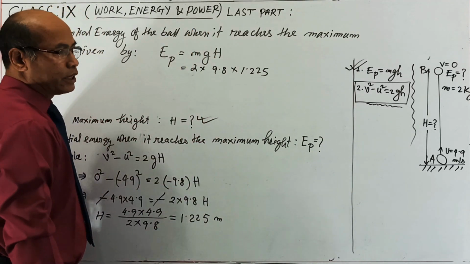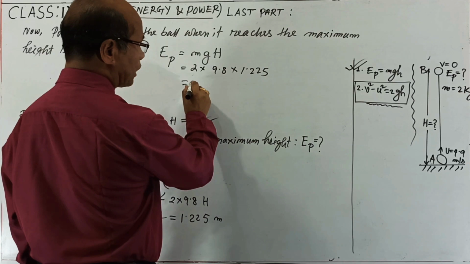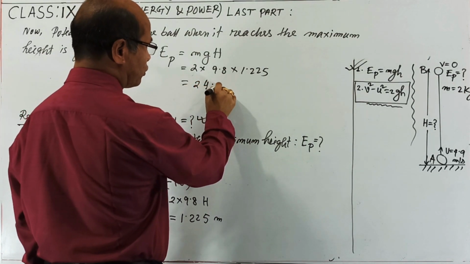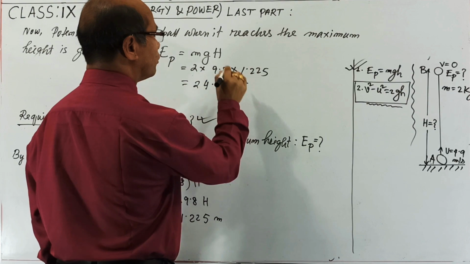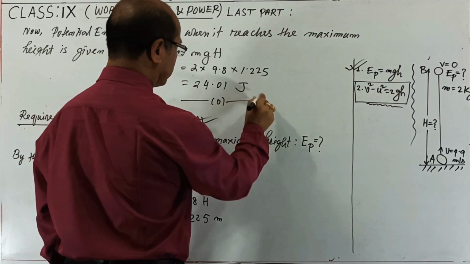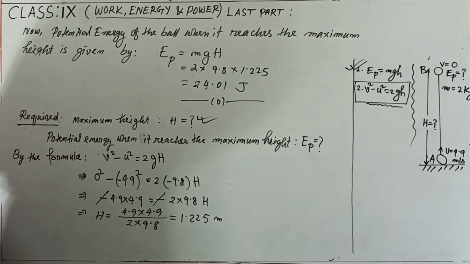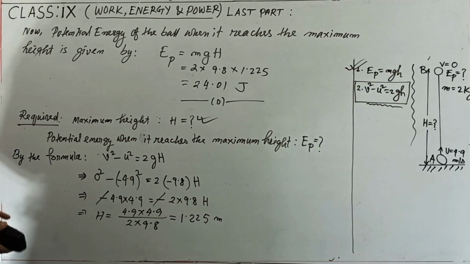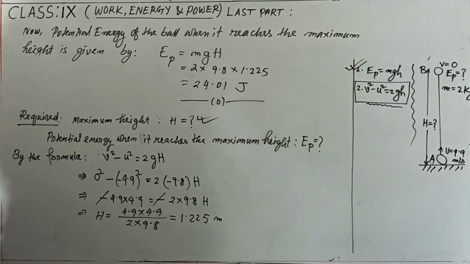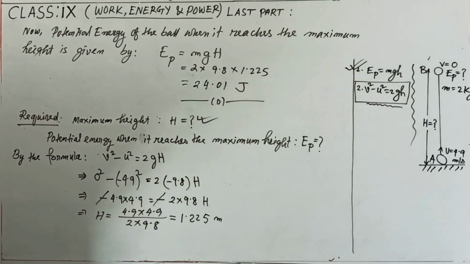1.225, put it in and we get 24.01. Then you need to have the result in the answer, so the energy is put here as asked in the question.